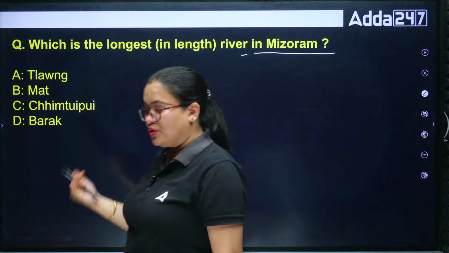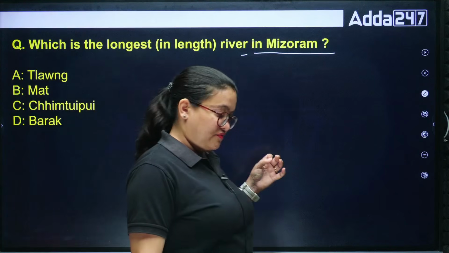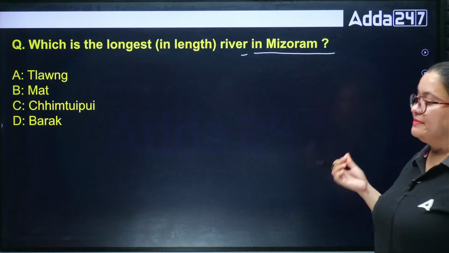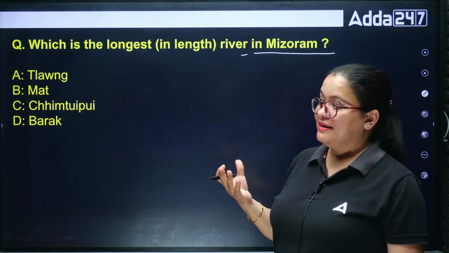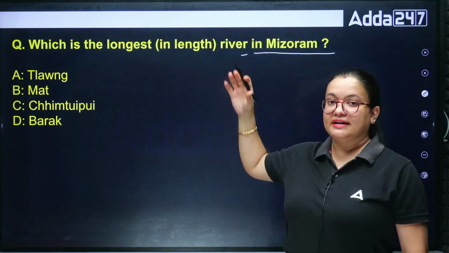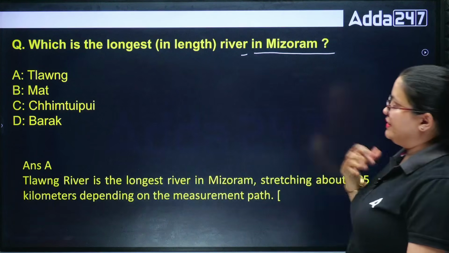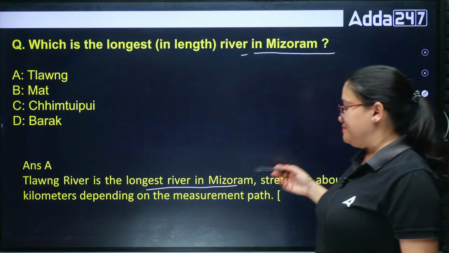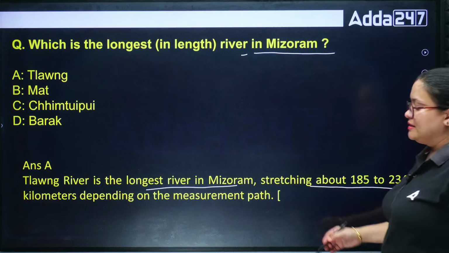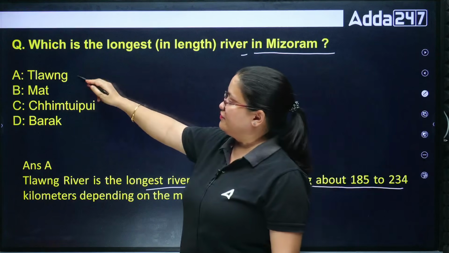Next, which is the longest river in Mizoram? Whenever we talk about the northeastern states, we should learn at least the longest river of every northeastern state, every state along with Sikkim. As you all know, most river tributaries shared by the states are from the Brahmaputra river itself. Most tributaries are there in the particular state. So whenever we say longest, it is the Luang river, which we usually pronounce as Luang river, longest in Mizoram, and it is around 185 to 234 kilometers long, depending on the path it travels. Okay, so it is the Luang river.